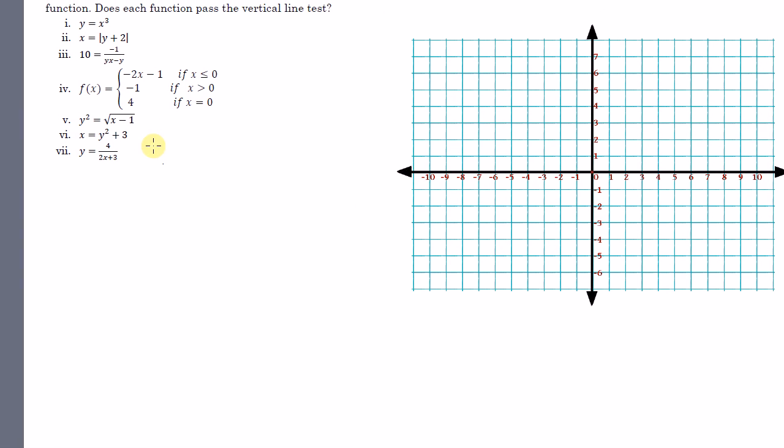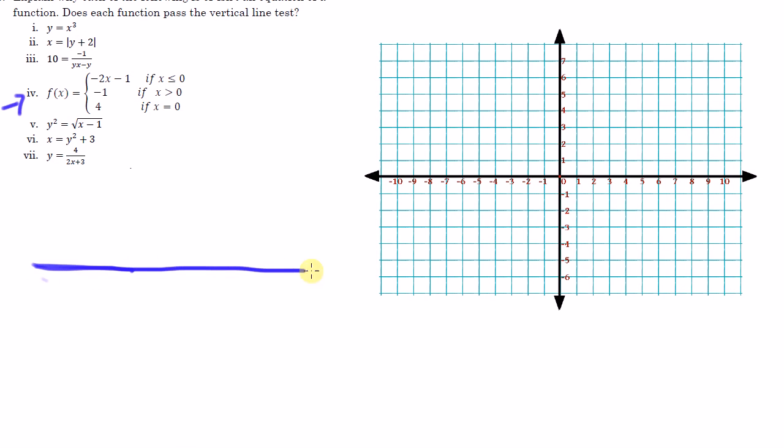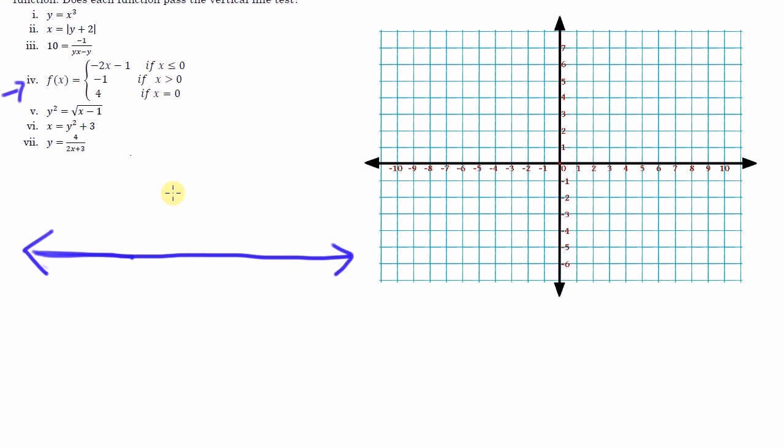Alright, the next one is a piecewise defined function. And basically what I want to see here is, are all of the values from negative infinity to positive infinity accounted for? And is each of these a representation of a function of y in terms of x? If that makes sense. I think that's the right terminology.